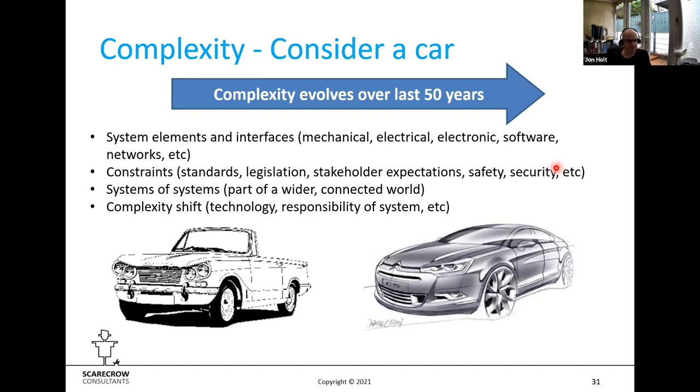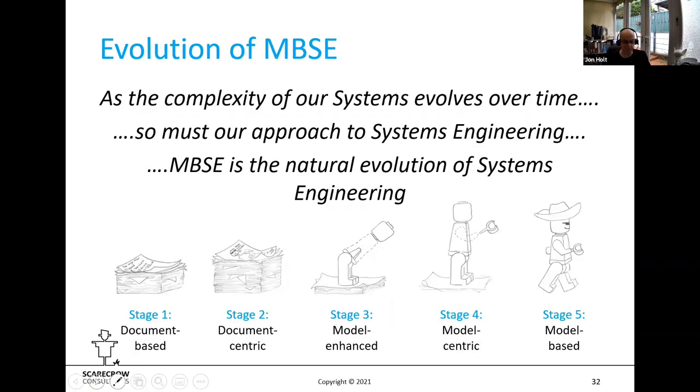And one of the things we spoke about in the first presentation was, as the complexity of our systems evolves over time, so must our approach to systems engineering. And so the point of the first presentation was MBSE is just a natural evolution of systems engineering. We can start off here at stage one, which is document-based, and work our way through document-centric, model-enhanced, model-centric, ultimately up to model-based systems engineering. There's nothing wrong at all with document-based systems engineering, but as time has gone on and as the complexity of our systems has evolved, then so the techniques that we apply must also evolve. So this is just representing the evolution from a document-based approach to a truly model-based approach that we see there.